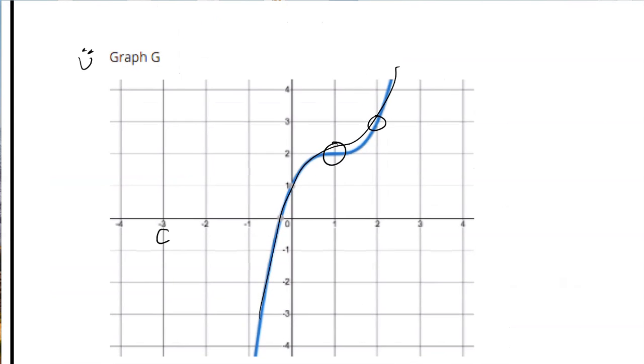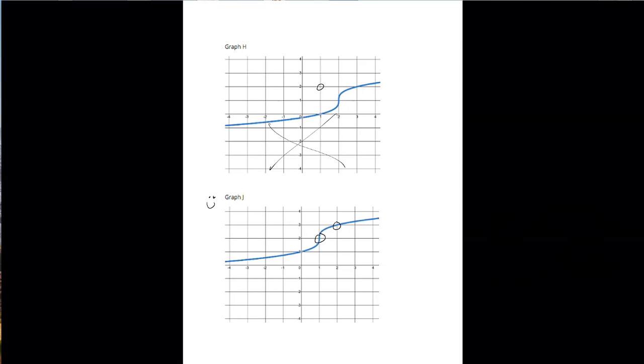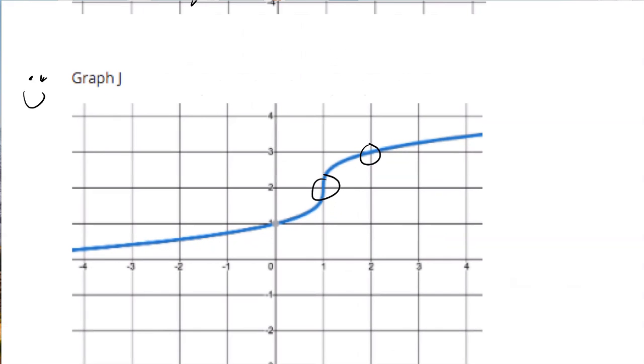-3, 1/2. No, it's not on G. Let's see if it's on the other one. -3, 1/2. Aha! There it is. The answer is graph J.